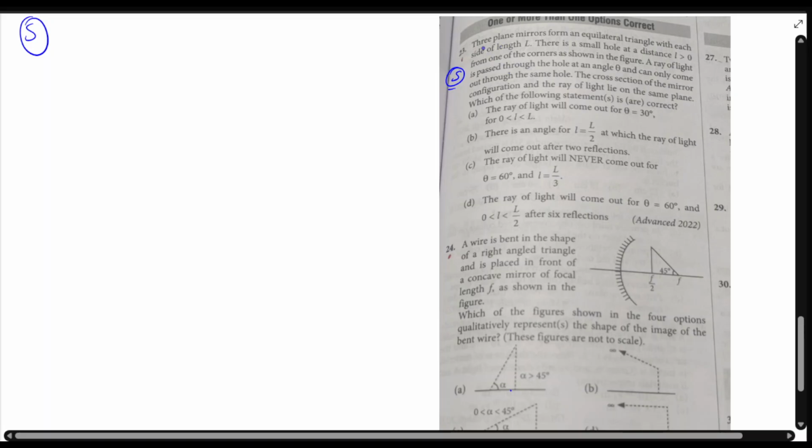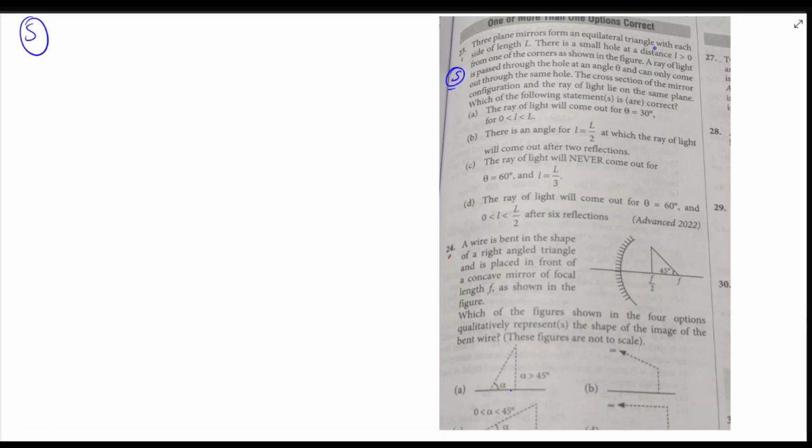Now here, three plane mirrors form an equilateral triangle with each side of length L. There is a small hole at a distance l greater than 0 from one of the corners, as shown in the figure. We don't have the figure here, but let me make the diagram. So it's like this. These are the three plane mirrors, and this is a hole. All these three mirrors are of length capital L, and at a distance l. So this is small l.